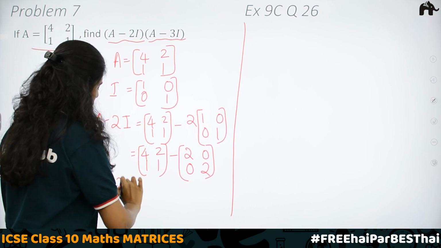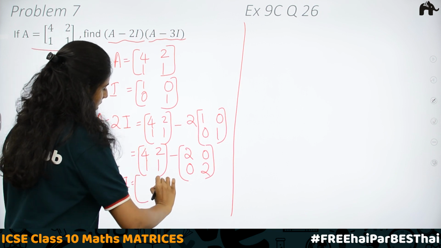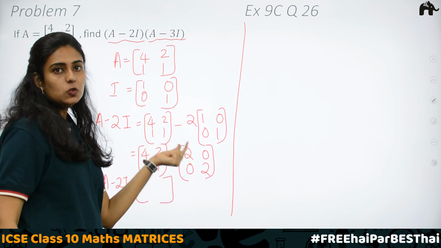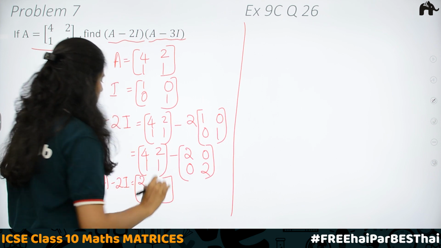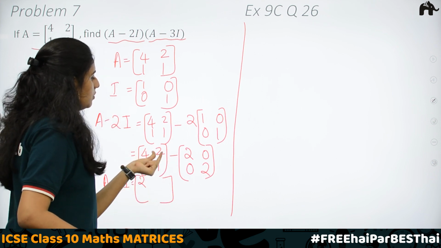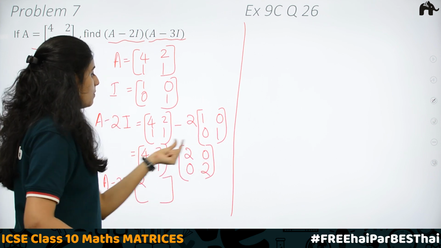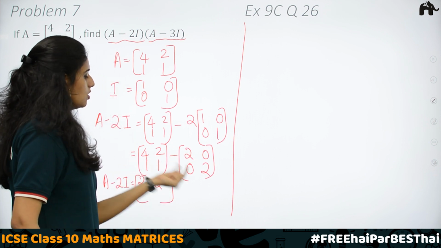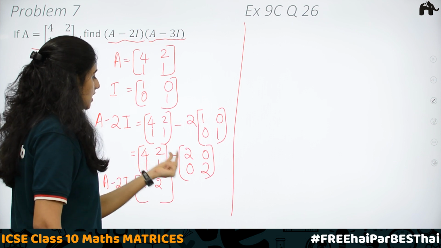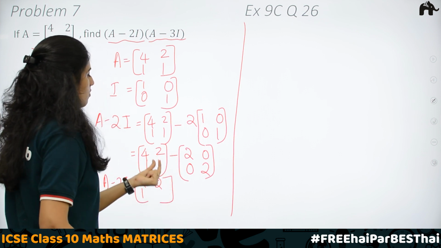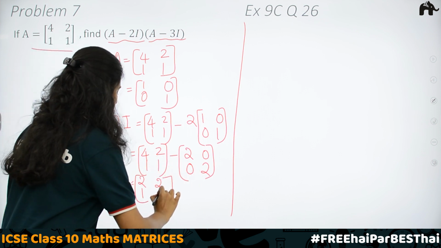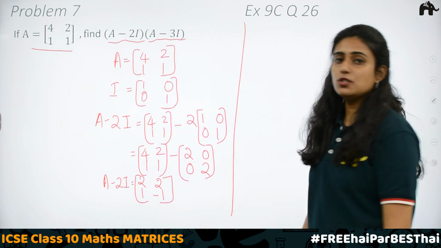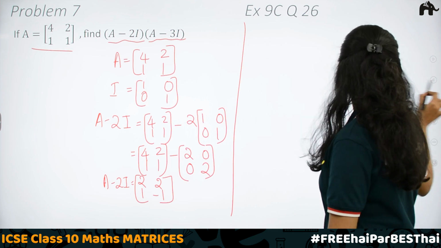A minus 2I is equal to matrix 4 minus 2. What is 4 minus 2? 2. Then second elements. Here we have 2 and here we have 0. 2 minus 0, that is again 2. Third elements: 1 minus 0 is 1. Then 1 minus 2, which is minus 1. We got A minus 2I. Similarly, we are going to find A minus 3I.